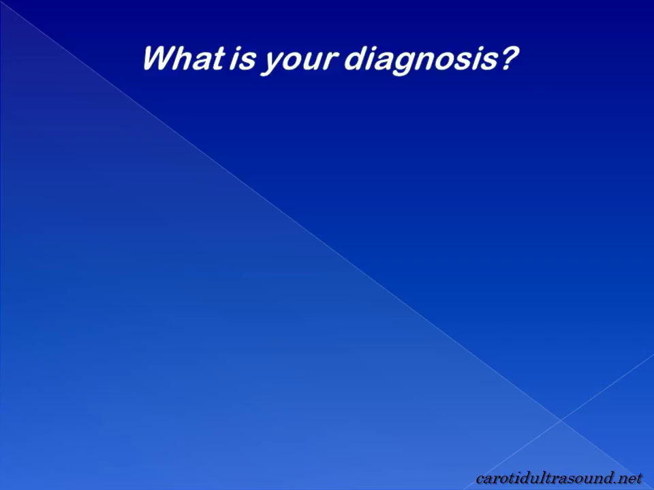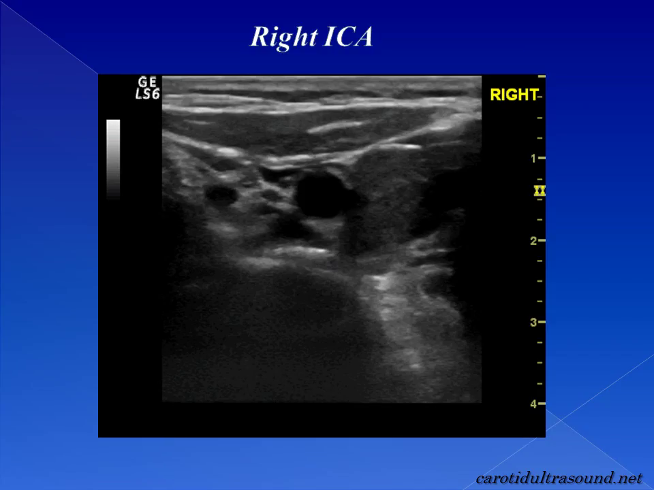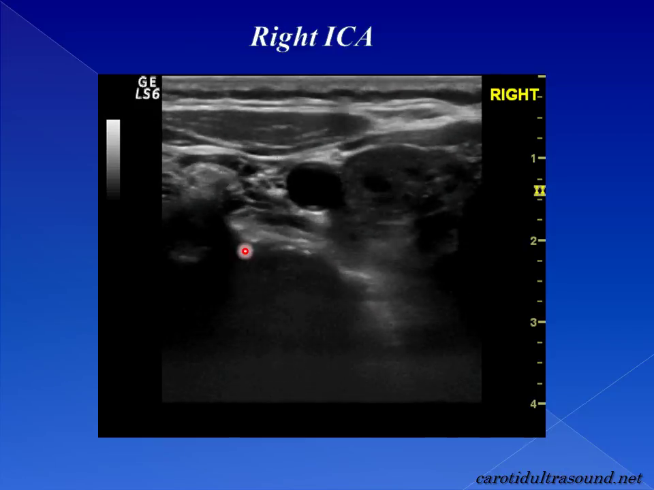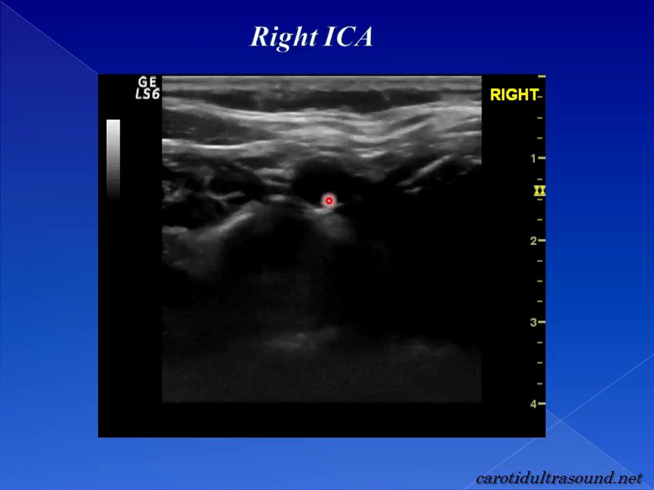And the correct diagnosis is fibromuscular dysplasia, FMD. Now let us review the ultrasound findings. Here you see the actual images again through the bifurcation.